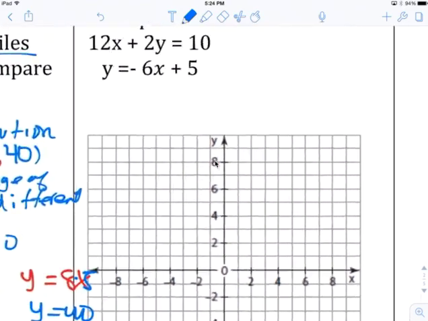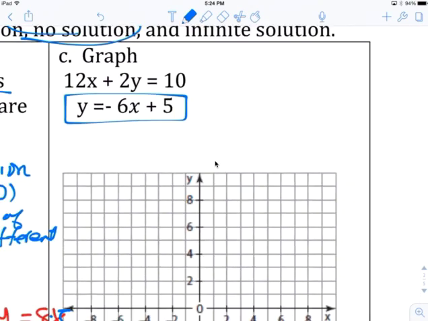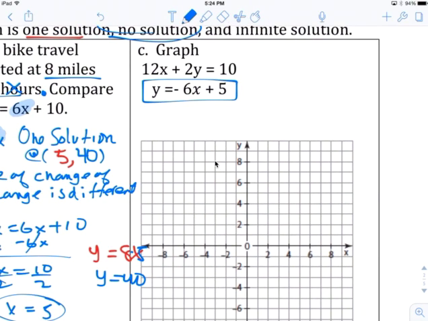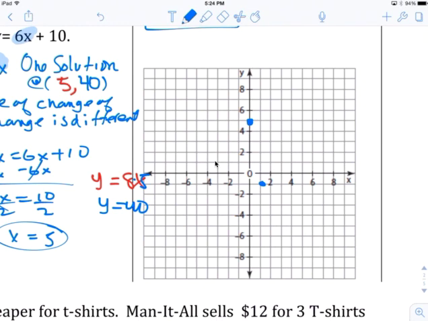Okay, graph. It's going to say to graph on your test tomorrow. Let's graph this one. Negative 5, go down 6 over 1. Down 6 over 1. Down 6 over 1. Up 6 over 1. Connect the dots.